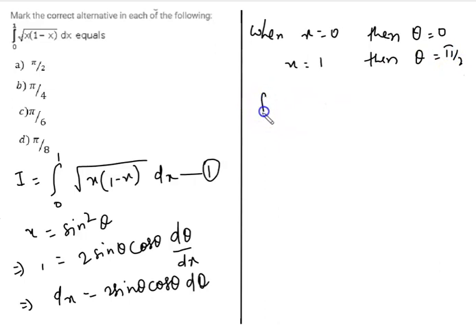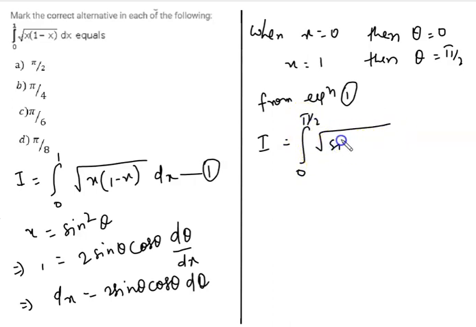So now I am going to start from the first equation. So I is equal to the integral with limit 0 to pi by 2, and we can put the value sine square theta instead of x, times 1 minus sine square theta, and dx is equal to 2 sine theta cos theta d theta. Getting my points?